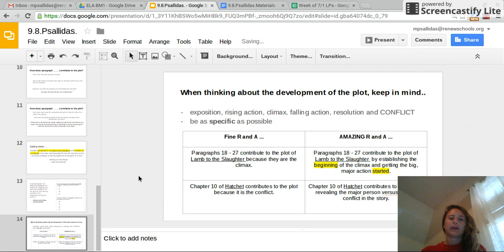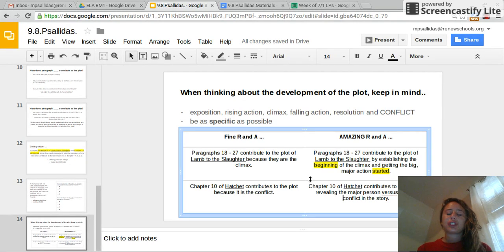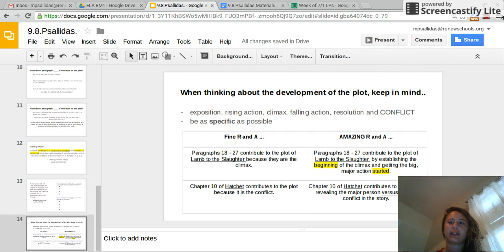I'll read the second one now. A decent one would be: chapter 10 of Hatchet contributes to the plot because it is the conflict. But then a better answer: chapter 10 of Hatchet contributes to the plot by revealing the major person versus person conflict in the story. So see how that's just far more specific, and it says that it reveals the conflict.